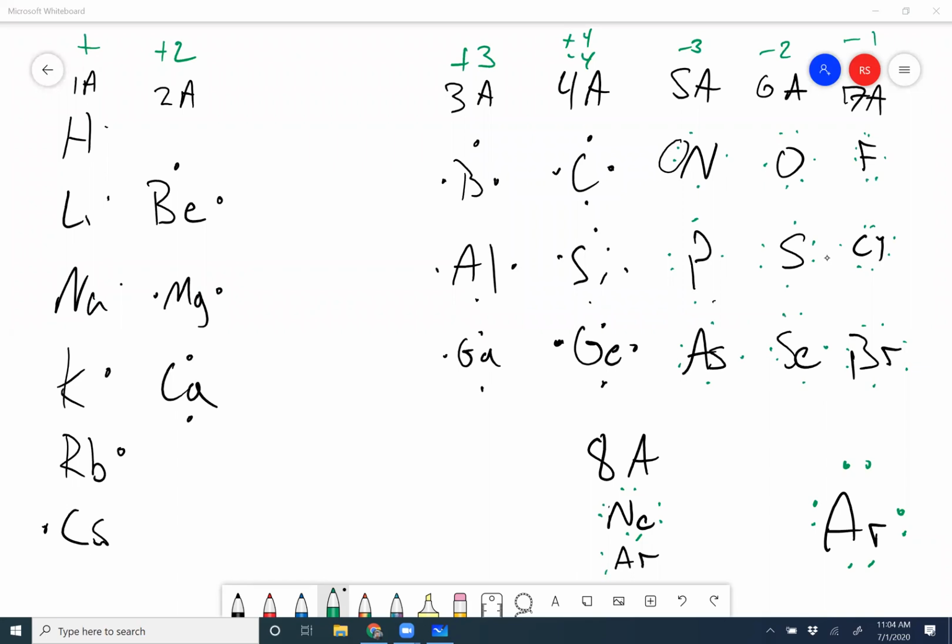Oh, you're not going to let me move this. Okay. All right. So, that will come in handy today because we're going to do dot structures some more.